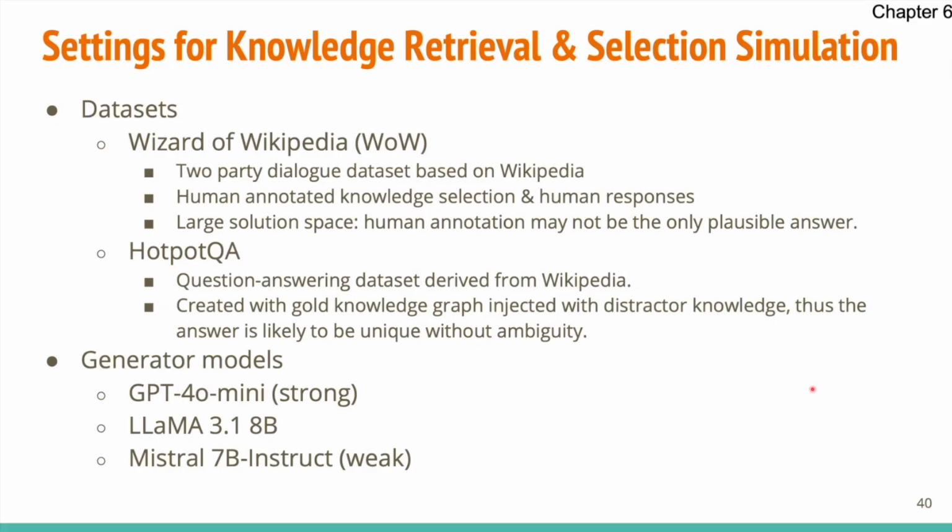As for the generator models that we use for the simulation, we use 3 types of generators: GPT-4o mini as a relatively stronger generator, Llama 3.1 8B in the middle, and Mistral 7B Instruct as a relatively weak generator model.